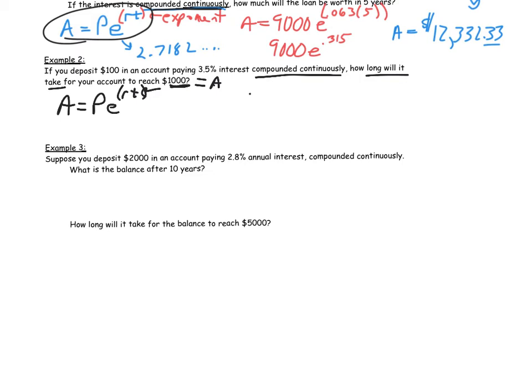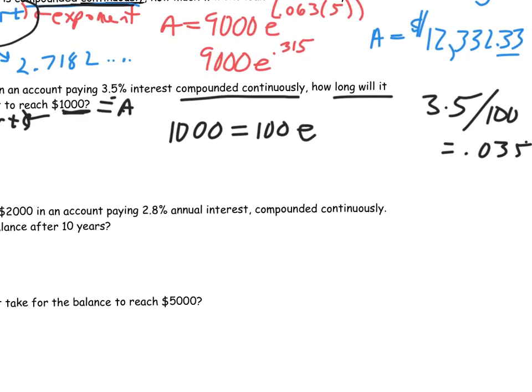So plugging things in, A is 1,000 equals 100 E to the RT power. Well, your percentage rate is 3.5, so you've got to take 3.5 and divide that by 100, and that's going to give me 0.035. So this is 0.035 T. E is not a variable. E is a number, okay?